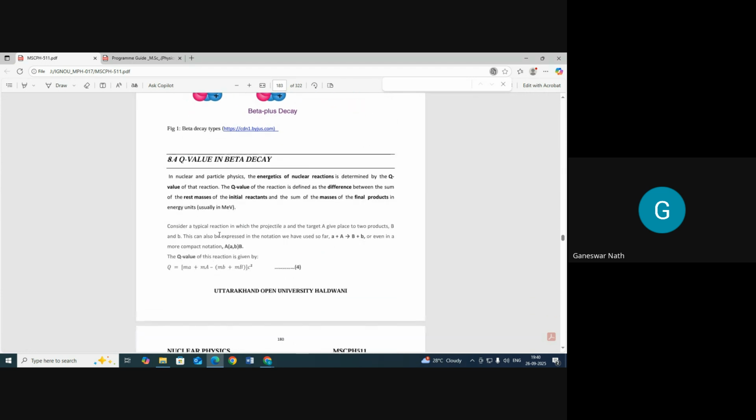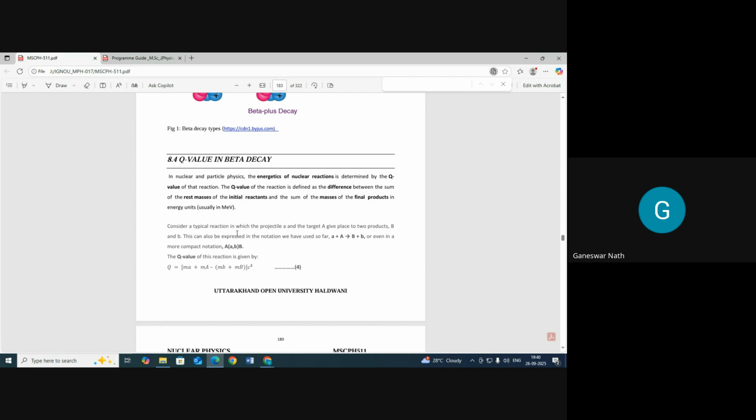Okay, and this is an example, the schematic presentation, where you can see beta minus decay and beta plus decay clearly. Now we can talk about the Q value in beta decay. In nuclear and particle physics, the energetics of a nuclear reaction is simply determined by the Q value of that reaction.